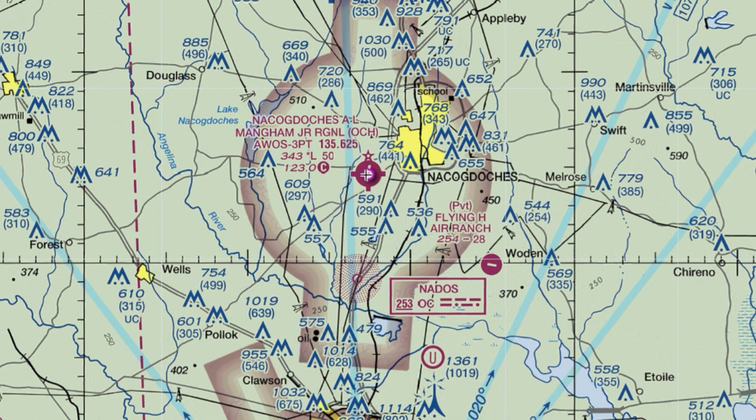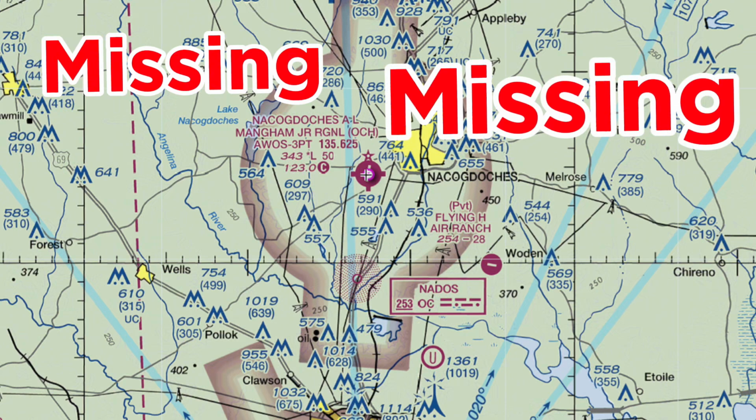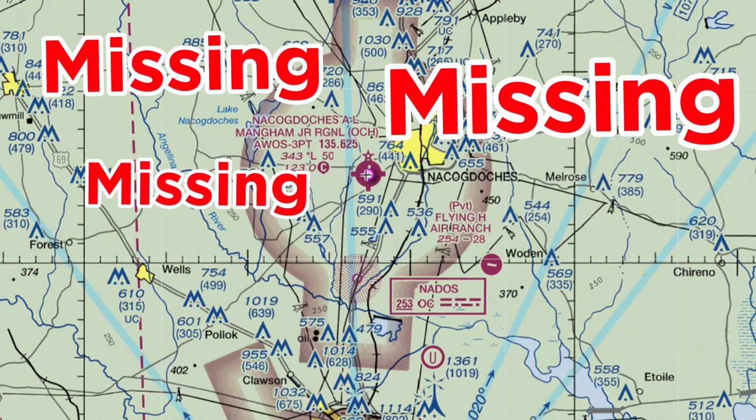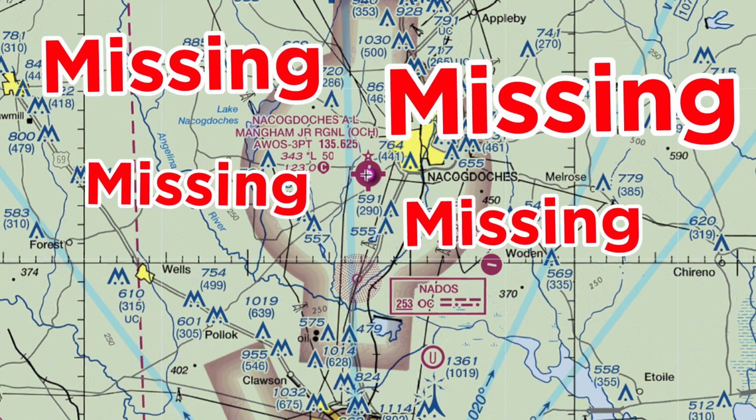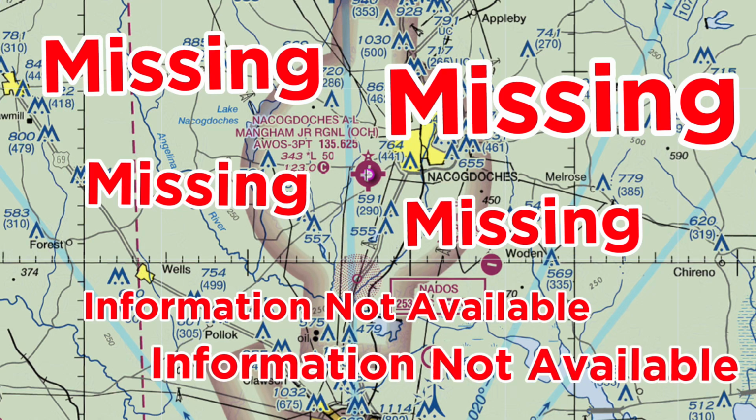Nacogdoches Regional Airport, automated weather observation, 0414 Zulu, wind 090 at 03, visibility missing, sky condition overcast 200, temperature missing, dew point missing, altimeter 3021, remarks, density altitude missing, present weather information not available, freezing rain information not available.